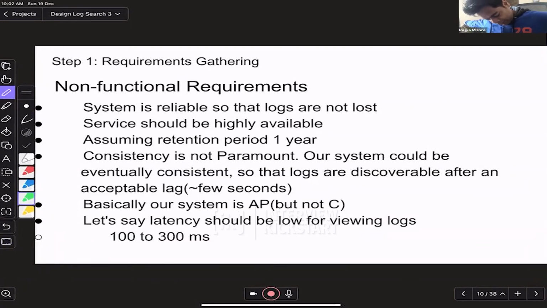Non-functional requirements. Okay. So the first one is that our system is reliable so that the logs are not lost. Of course, it should be highly available. There should be some kind of retention.